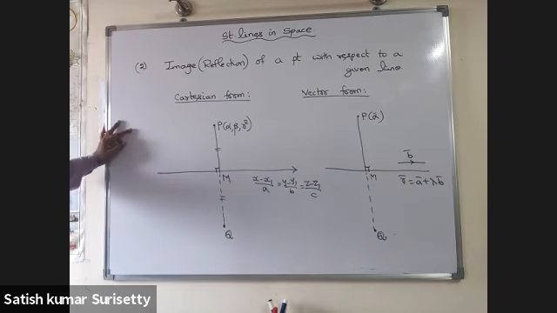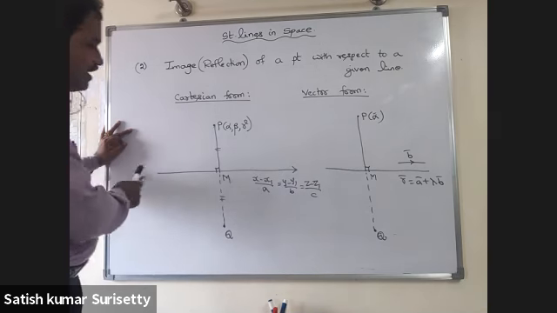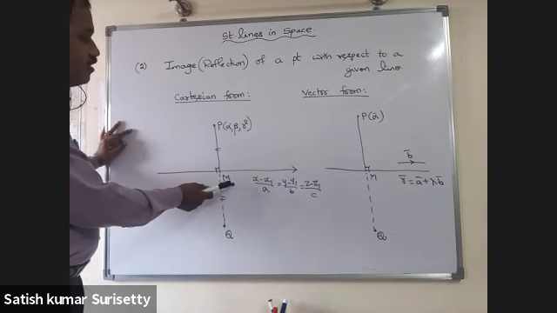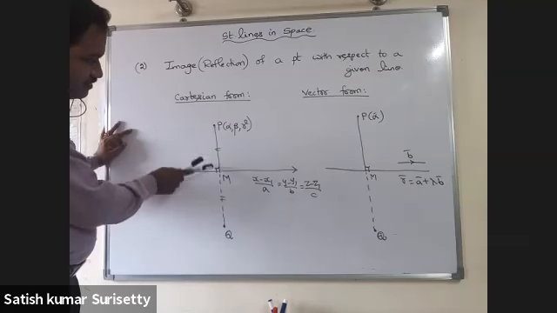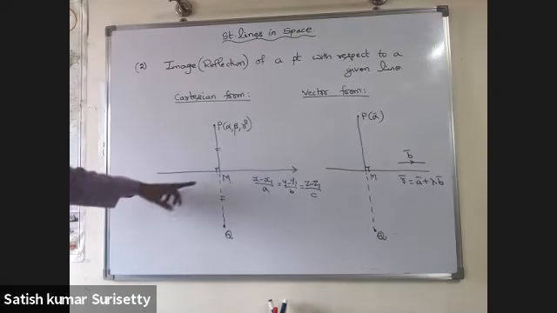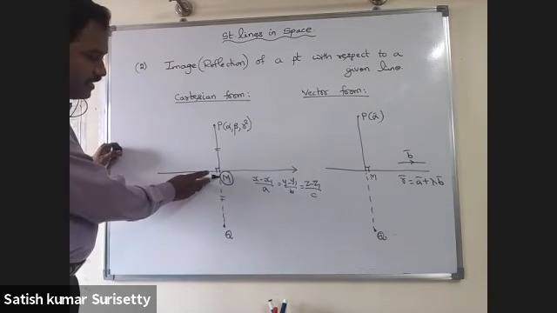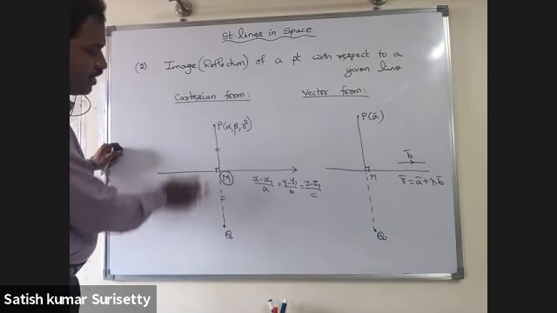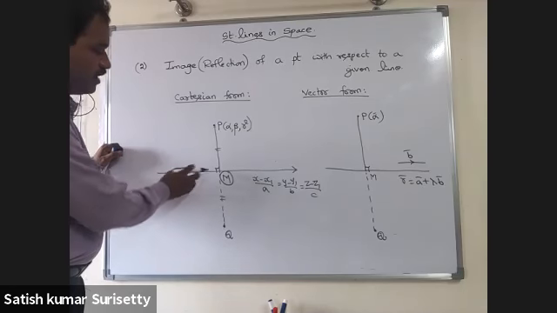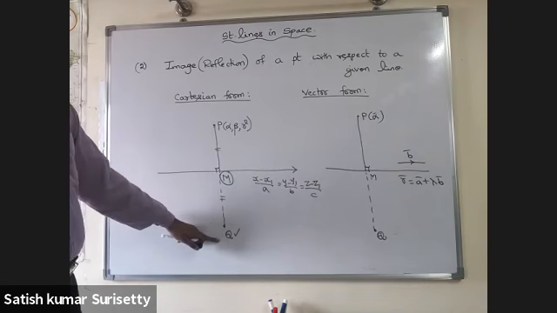Now, let Q be the image of the point P with respect to the given line and M the foot of the perpendicular. Then the length of PM will be the same as the length of MQ. Previously we have discussed how to find the foot of the perpendicular from a point to a line. Once you find the foot of the perpendicular, since M is the midpoint, using the midpoint formula we can find the image of the point P with respect to the given line.